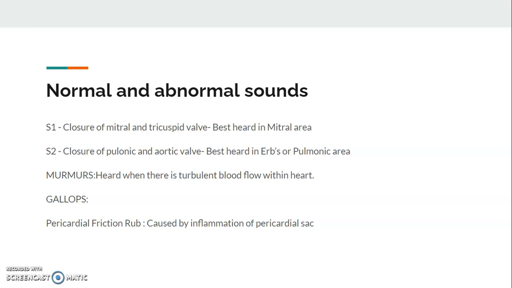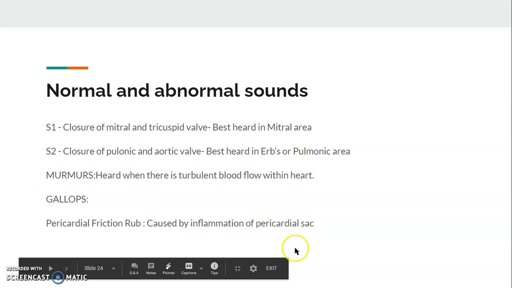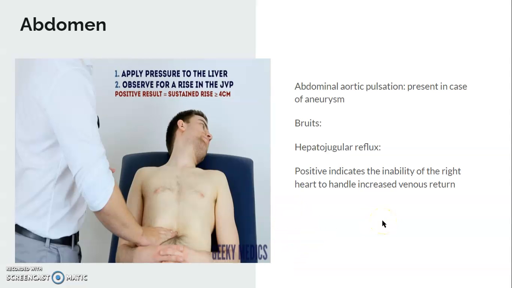Murmurs are heard when there is turbulent blood flow within the heart. When the patient is having regurgitation or stenosis of the valves, you can hear the murmurs and gallops. Gallops are abnormal sounds heard when there is filling of the ventricles. Pericardial friction rub is caused by pericarditis, in case of inflammation of the pericardial sac.